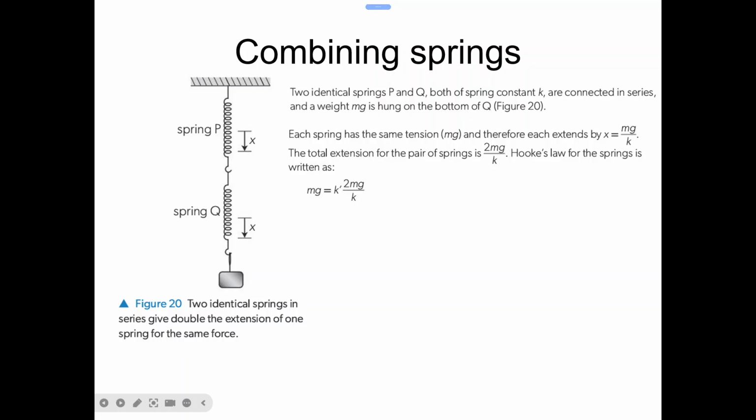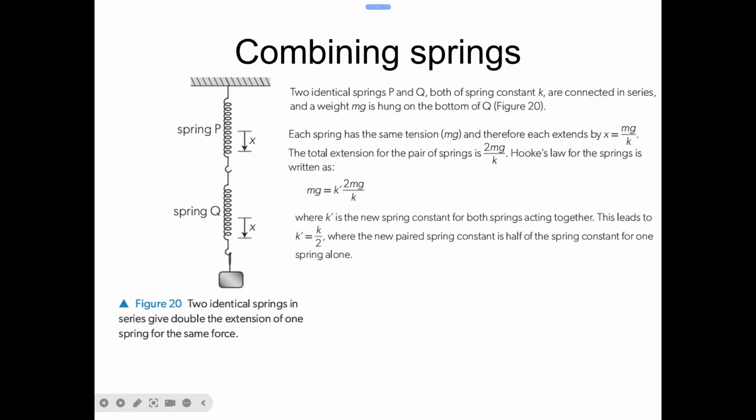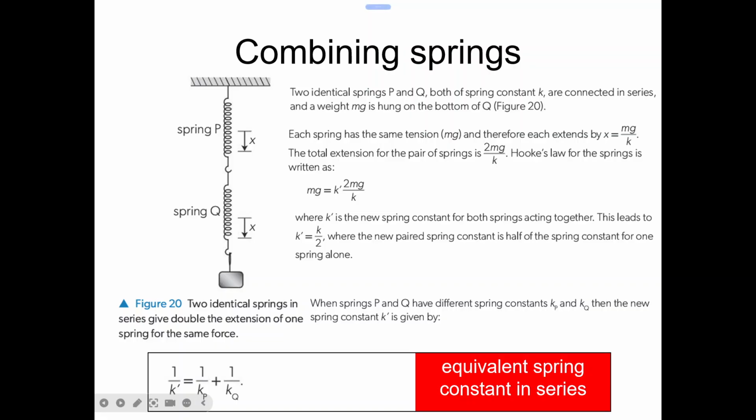Okay, so let's move on. If that's the case, then k prime becomes half of the original one. Here k prime is the new spring constant for both springs acting together, and this leads to k prime equal to k over 2. If they have different spring constants, they follow this equation.